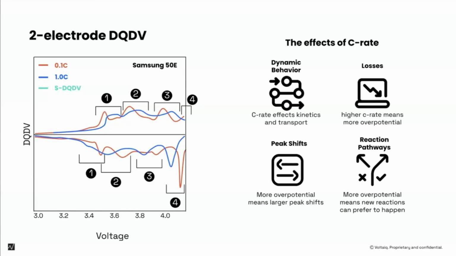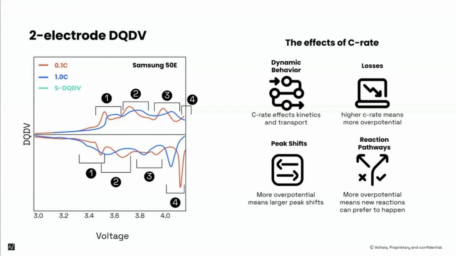If I go to 1 C, you can see how the peaks have shifted. The peaks have shifted because now it has more overpotential. The kinetics and the transport, those things we were talking about, how they affect the voltage profile, have really shifted how the battery system behaves. And in that shifting process, you see these peaks move. The higher the C rate you go to, the more these peaks are going to shift.